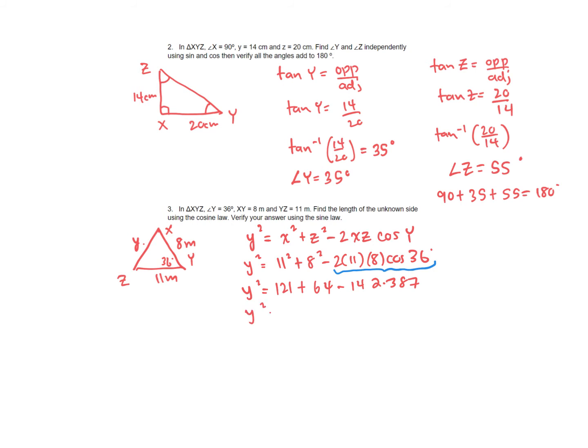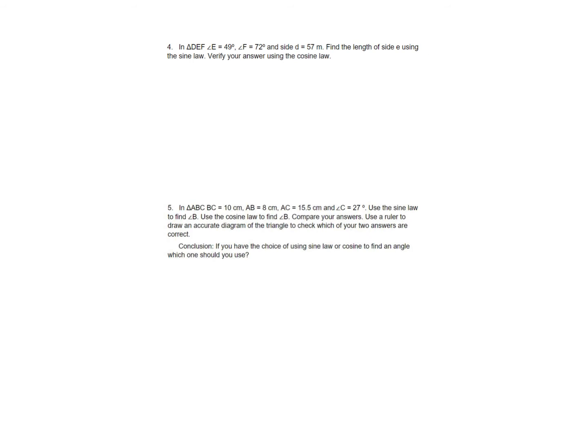Then I could do my addition and subtraction. So I'm going to do 121 plus 64 minus 142.387, and it works out to be 42.613, and then we will square root to find the value of y. So that's just a little calculation reminder that you want to follow order of operations and make sure you do all that multiplication before you start to add and subtract.